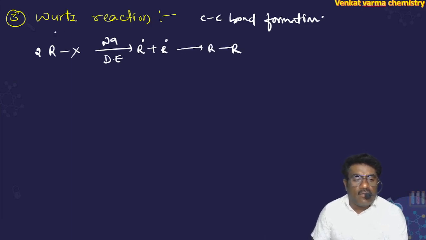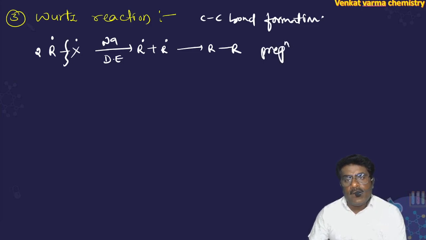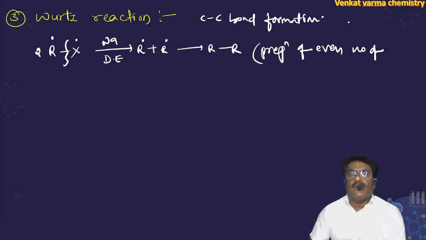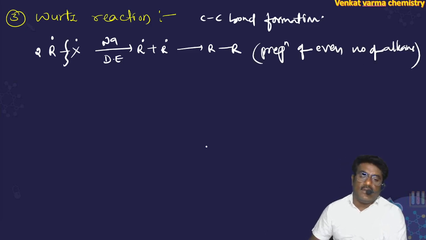Here, what happened? Breaking of bond forms a free radical, so 2 alkyl free radicals combine to give the alkane. It is a preparation of even number of alkanes. Wurtz reaction is for preparation of even number of alkanes, not odd. So it is easy to write the product.